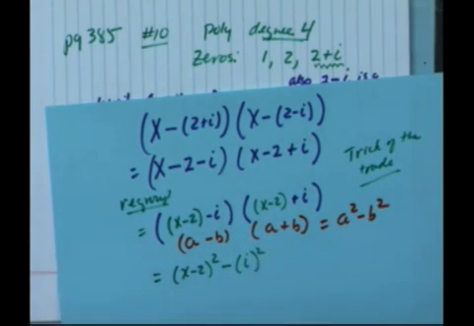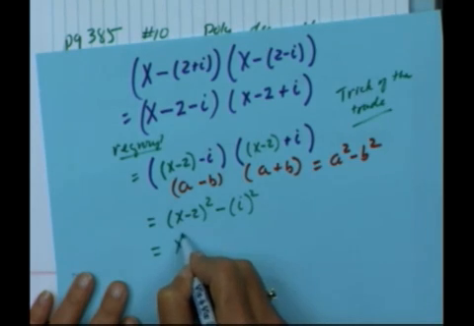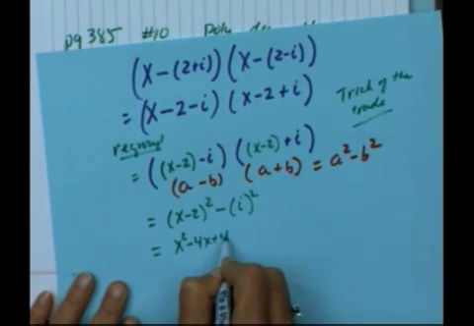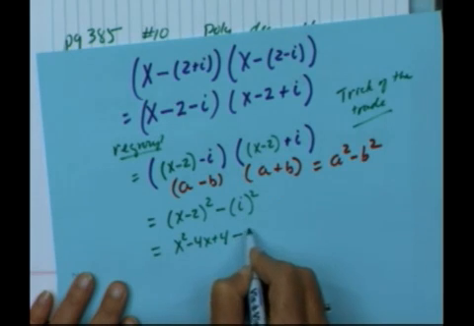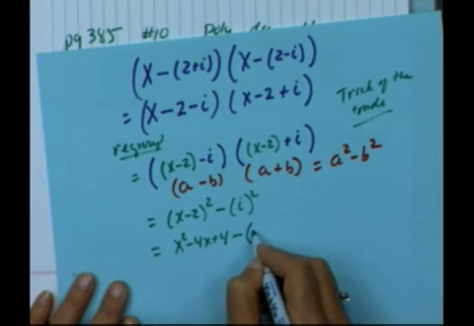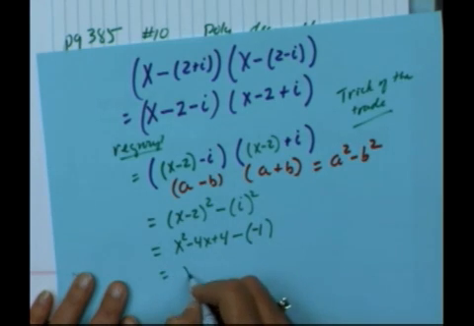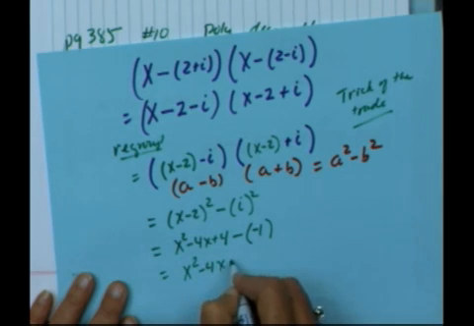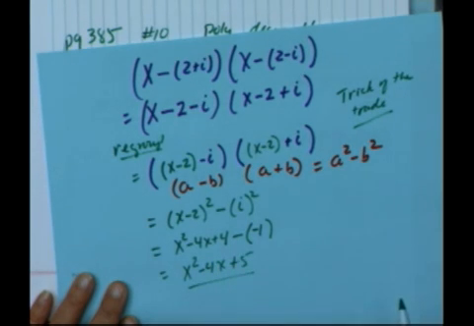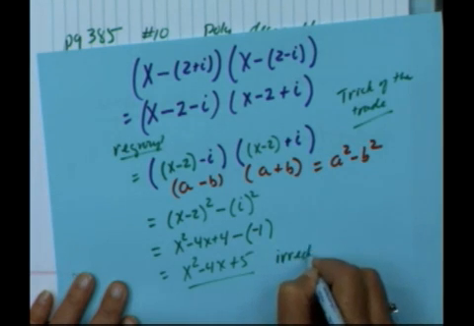All right, so if I multiply this out, it will be equal to x minus 2 squared minus i squared. Well, we know how to square x minus 2. That's x squared minus 4x plus 4, minus, and what does i squared equal? i squared is negative 1. So this is x squared minus 4x plus 5. This is called an irreducible quadratic.